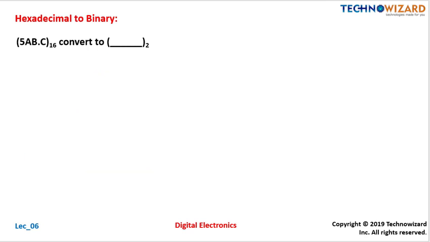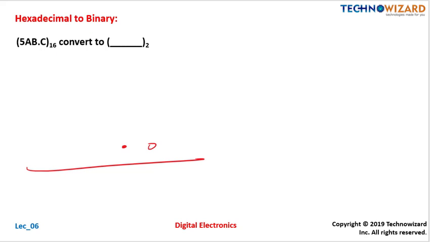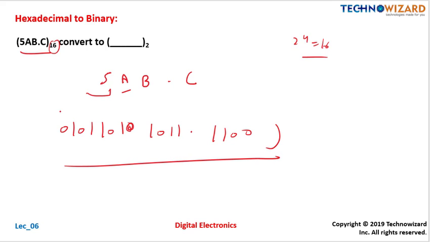Now next one is hexadecimal to binary. So this is 5AB.C, that is a hexadecimal number. You have to convert it into binary. So this will be a 4-bit number. 2 to the power 4 is 16, okay. So 5 can be written as 0101, A can be written as 1010 because it is 10, and B is 11, so B can be written as 1011, point C can be written as 1100. This is the binary number of this hexadecimal number, okay.